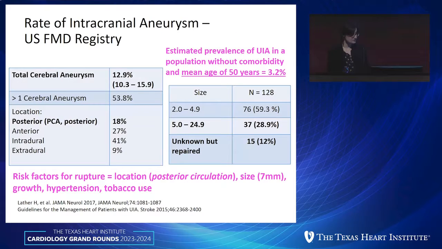When you look at cerebral aneurysms specifically, this was data from almost 700 patients from the US registry who had brain imaging. The rate of cerebral aneurysm is much higher than the general population. So we identified 12.9% of patients with a cerebral aneurysm in the US registry for FMD, compared to nearly 3.2%, which is the estimated prevalence in a population without comorbidities in the United States. Most of the aneurysms that were identified were pretty high risk too. They were in the posterior circulation and they were pretty large. So screening for this, I think, becomes very important.